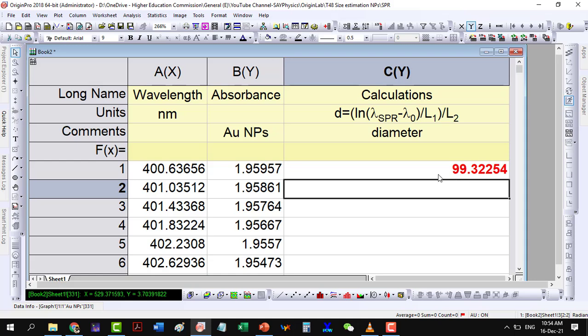In the forthcoming video, I will calculate the size of nanoparticles with the help of Mie theory, whose equations are simulated in a Mathematica code, which not only gives the size but also the morphology and distribution of the metal nanoparticles.